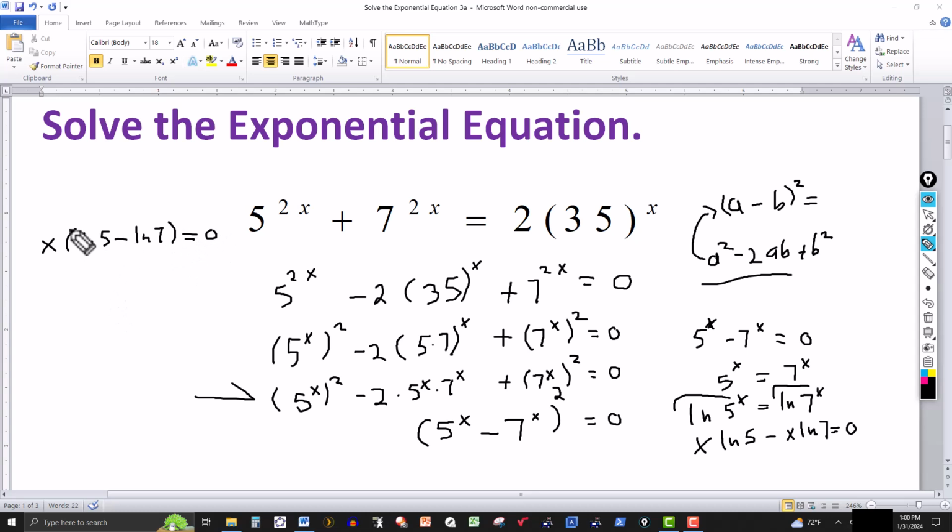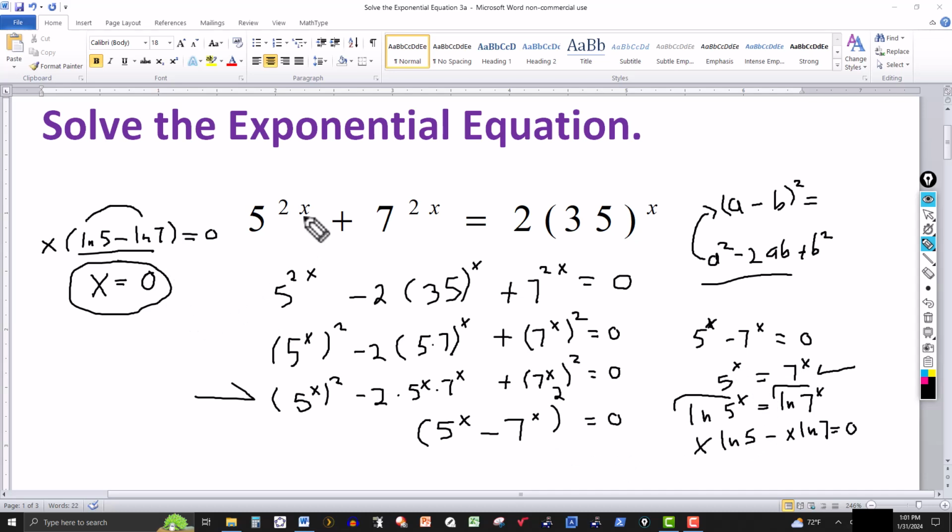Now at this point, this is just a number, and it's not 0. Ln of 5 minus ln of 7 is not going to be 0, so I can divide both sides by this. On the left side, this will just give me an x. On the right side, 0 divided by this number is just going to be 0. So the answer to this is x equal to 0. We should have figured that out, because 5 to the x equals 7 to the x. There's no way that can be equal unless x is 0. But if you don't see it, you can go through the process here.